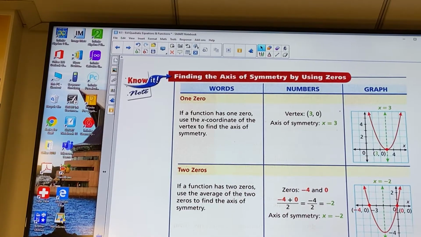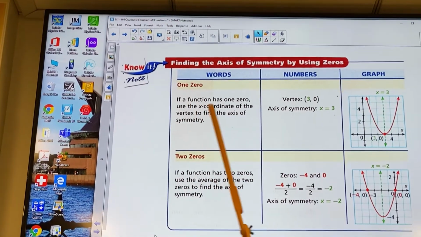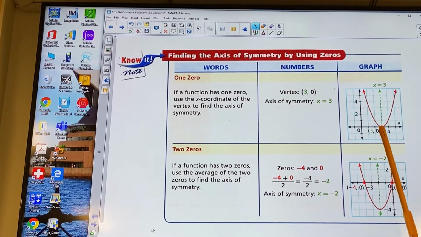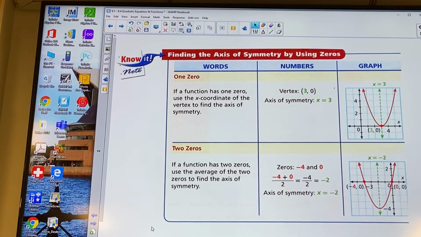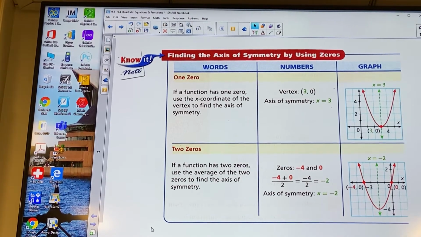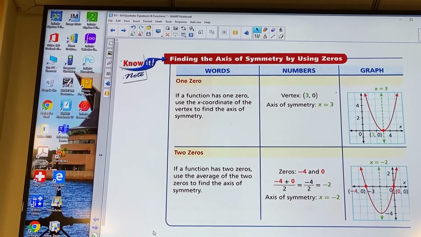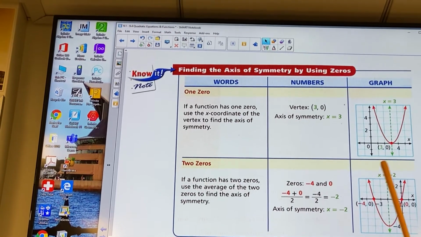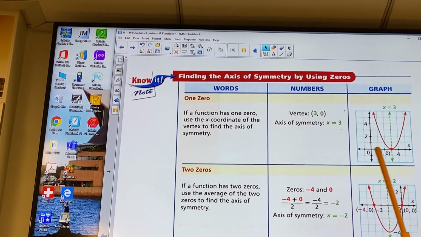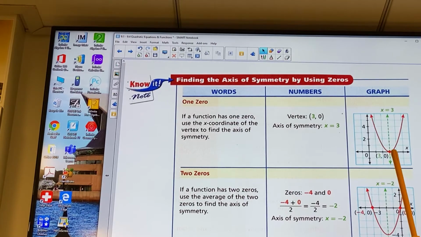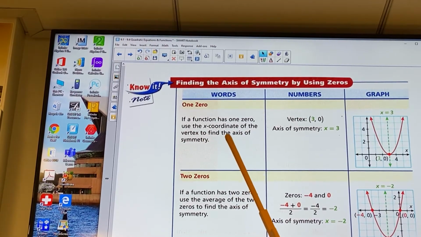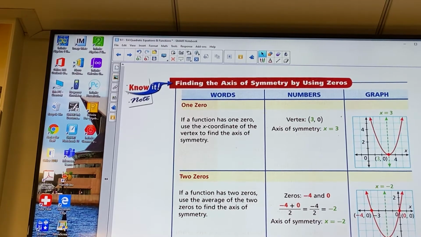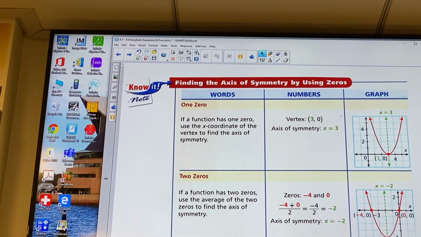How do you know? Well, if it touches the x-axis, if the vertex is on the x-axis, that means there's going to be 1 zero of the function, and it's always going to be the x-coordinate of the vertex. In this case, the vertex is (3, 0), so 3 is the zero. So the function has 1 zero. Use the x-coordinate of the vertex to find the axis of symmetry. Oh yeah, they want to mention the axis of symmetry.